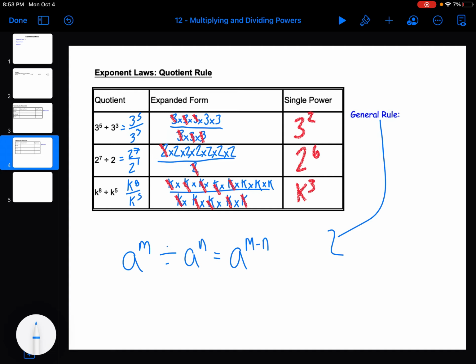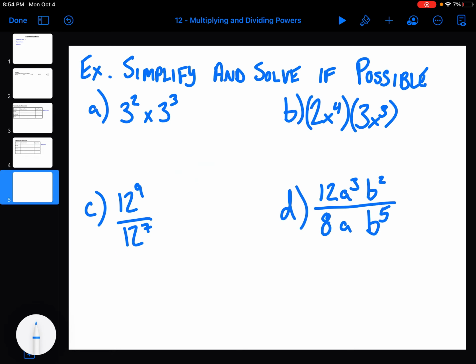So I'm going to show you one more example. If I had, and I'll make it small, 2 to the 2 over 2 to the 4, and we expanded that out, it would be 2 times 2 over 2 times 2 times 2 times 2. Well, remember, these all become 1s. So when I do that, I've got 1 times 1 on the top over 2 squared on the bottom. Okay? So let's look at some examples.